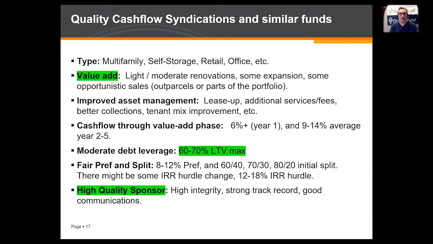Heavy value add syndications could fall in quadrant 2, or could even fall into speculative grade projects if they have negative cash flow. So, light value add or moderate value add, some expansion, some opportunistic sales of outparcels or other parts of the portfolio could generate the value add component of the strategy. Generally, I like value add, but quality cash flow projects can't have heavy value add because they would not be investment grade at that point. Improved asset management, you see that: lease up, additional services, better collections, tenant mix improvements, and so forth.